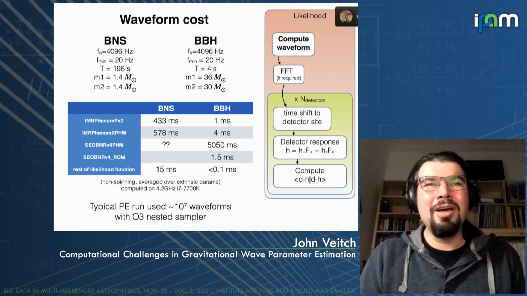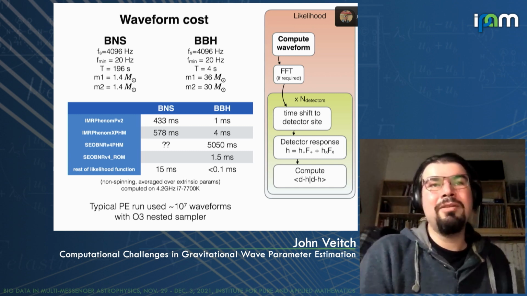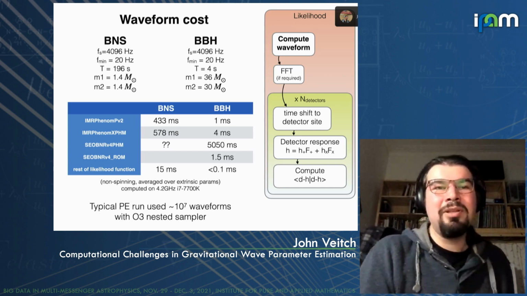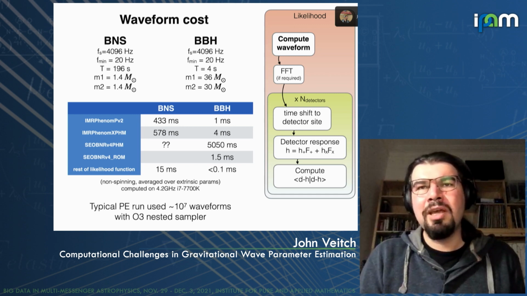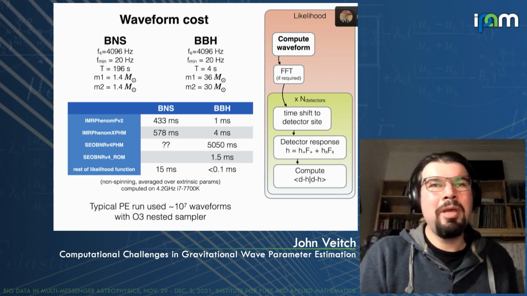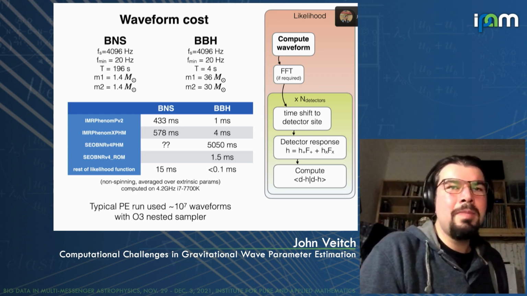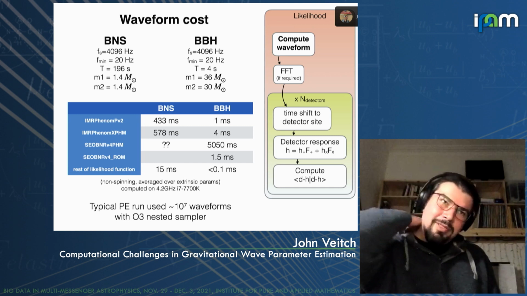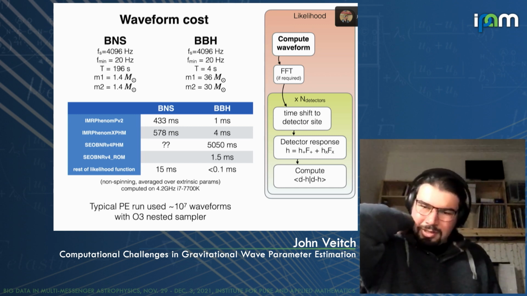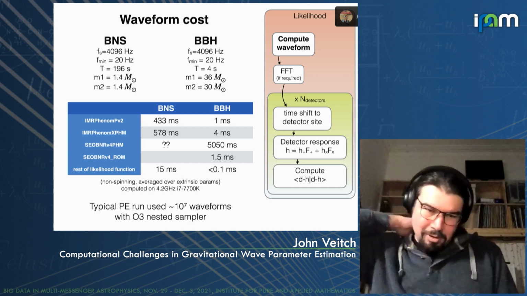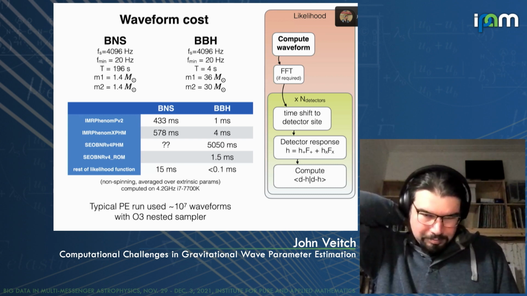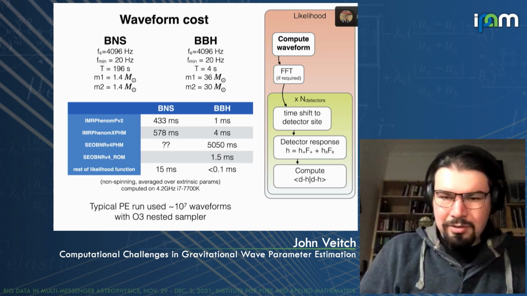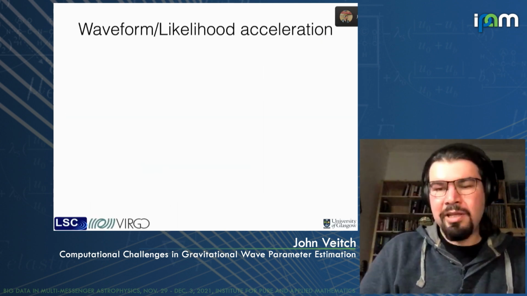So that's just not practical. We have to generate 10 million waveforms to solve the parameter estimation problem for BBH in O3. So instead, what people do is use the first of the tricks that I'm going to talk about, which is reduced order modeling. So I'll just move on to my next slide.